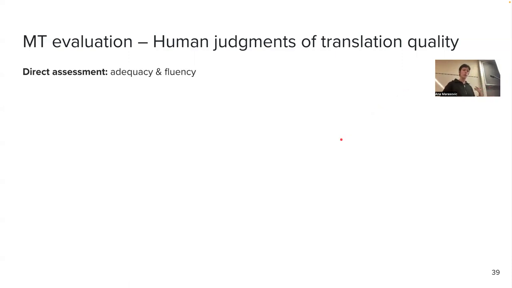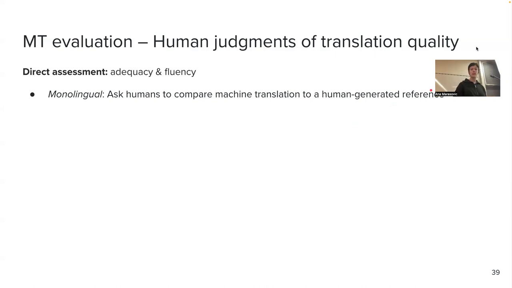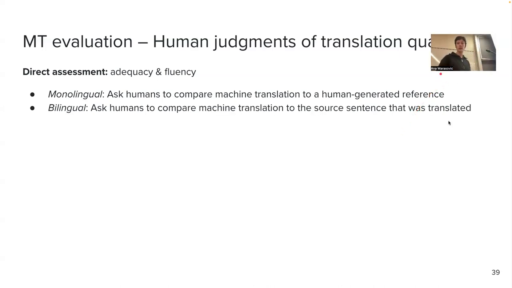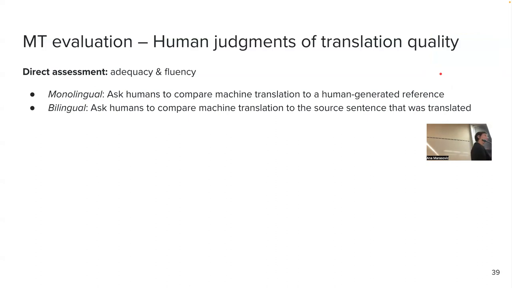When we ask humans, we can ask them to directly assess adequacy and fluency. The issue here is that we need bilingual speakers to do this really well, but it's very hard to find bilingual people in any pair of languages. So if we know someone who knows the target language, we can ask them to compare the machine translation to human-generated references. They don't need to understand the source language.